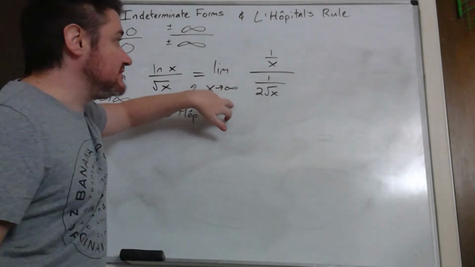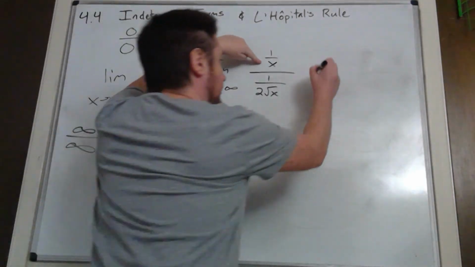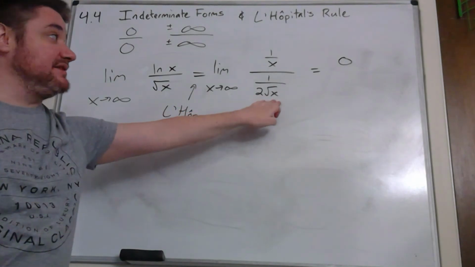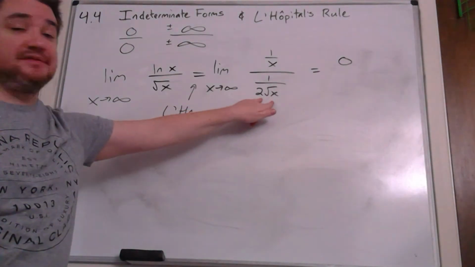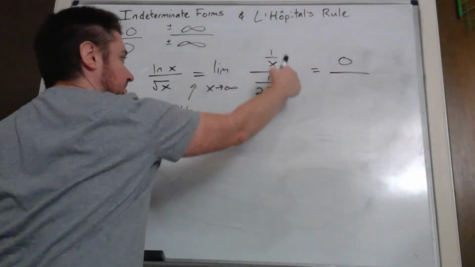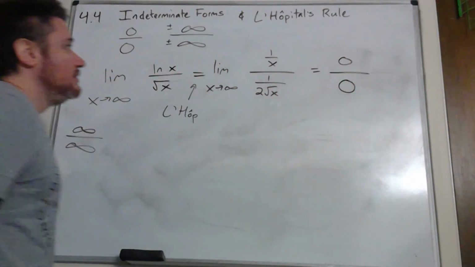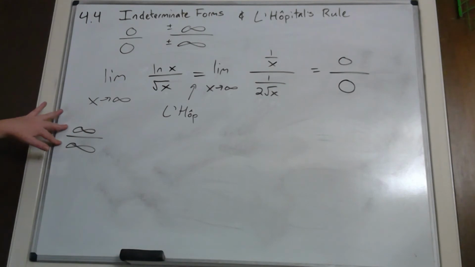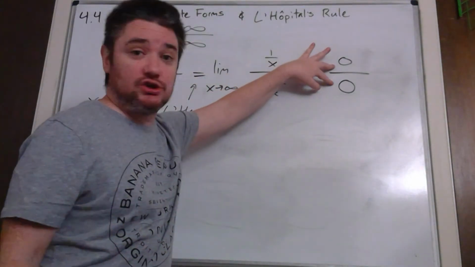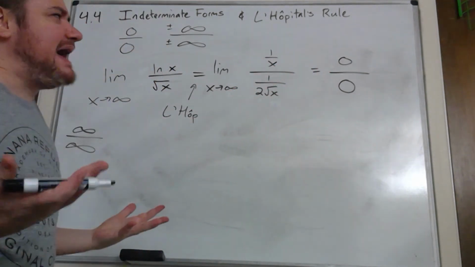Well, as x gets larger and larger, 1 over x gets smaller and smaller, so that's going to 0. And as x gets larger and larger in the denominator, then 1 divided by this large quantity is shrinking, so that's also going to 0. So we had this indeterminate form, we applied L'Hopital's rule, looked at the ratio of the derivatives, and now we got this indeterminate form. What does that mean?